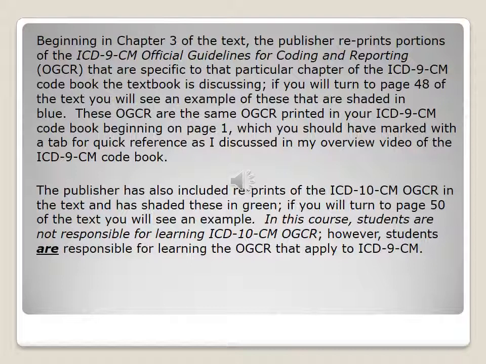Now, beginning in Chapter 3 of the text, the publisher reprints portions of the ICD-9-CM Official Guidelines for Coding and Reporting, which we will abbreviate OGCR, that are specific to that particular chapter of the ICD-9-CM code book the textbook is discussing. If you will turn to page 48 of the text, you will see an example of these that are shaded in blue. These OGCR are the same OGCR printed in your ICD-9-CM code book beginning on page 1, which you should have marked with a tab for quick reference as I discussed in my overview video of the ICD-9-CM code book.